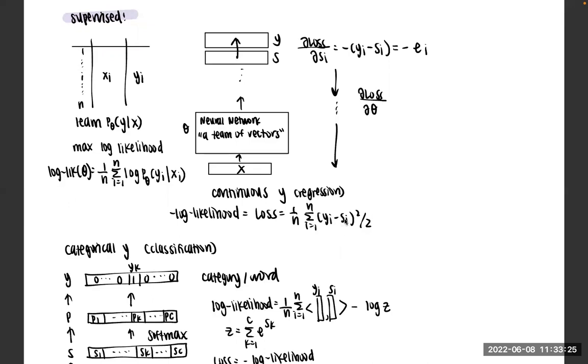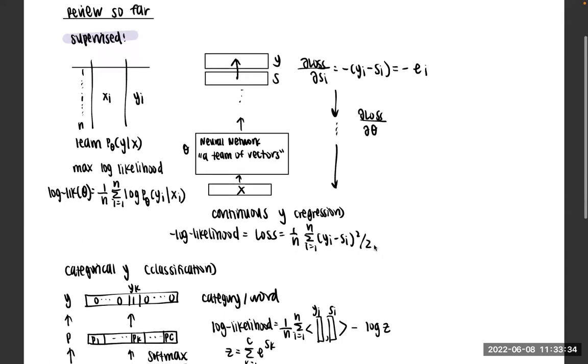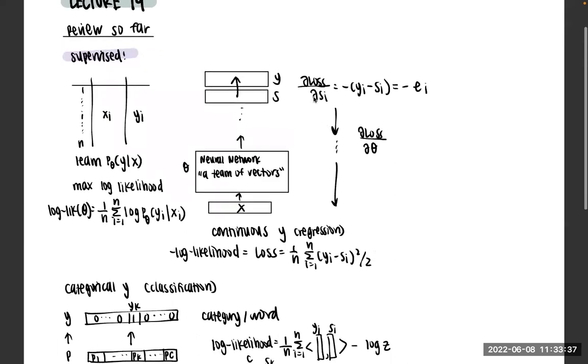So if yi and si are vectors, that will be the Euclidean distance. And often we divide this by 2, so that even when we take the derivative, the 2 gets cancelled. In any case, the derivative of the loss function with respect to si is proportional to negative (yi minus si), which is a negative ei, the error for the ith example. And then we can use this fact to do backpropagation.